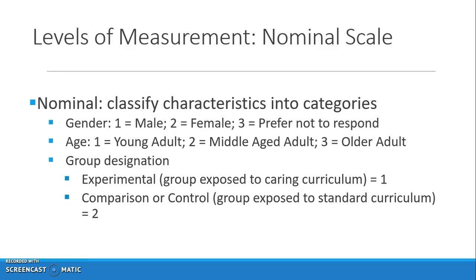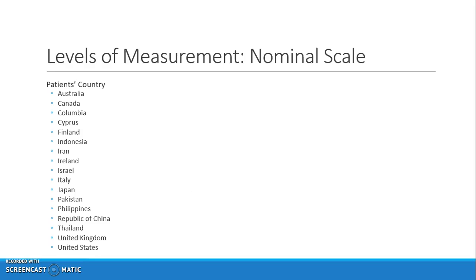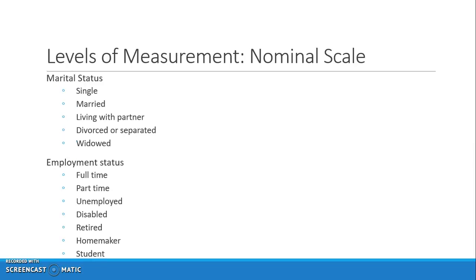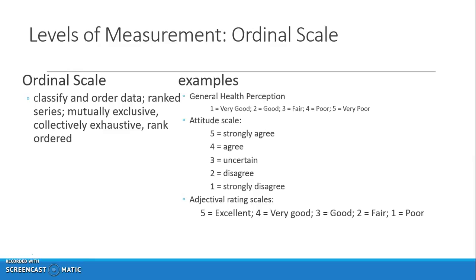Again, there are some examples of nominal level categorical data for you to look at, such as gender, such as age that is organized nominally or categorically, and then group designation for, let's say, an experimental or comparison/control group. Here's an example of number of countries. They would be scaled in a nominal level way. Here's an example of the way marital status can vary, and also employment status can vary, and they're considered nominal level measurements. Ordinal scales, once again, mutually exclusive, collectively exhaustive, rank ordered.